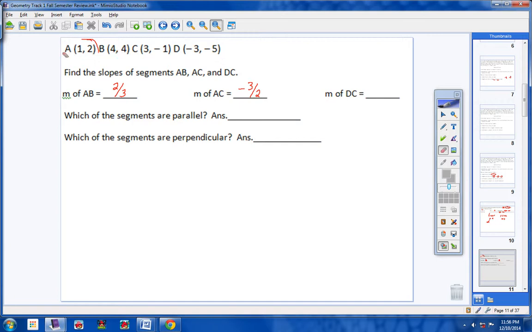Okay, moving on to our last segment, we're going to find the slope of DC. So we're going to use point C and point D. And here we go. Alright. Y minus y, -1 minus -5. X minus x, 3 minus -3. That would give us -1 plus 5 would be 4. 3 minus -3, 3 plus 3 is 6, and that reduces to 2/3. Okay.